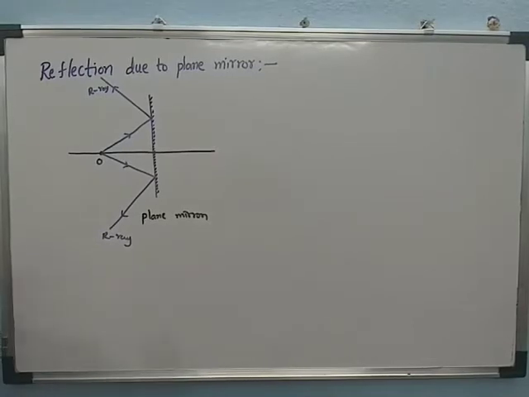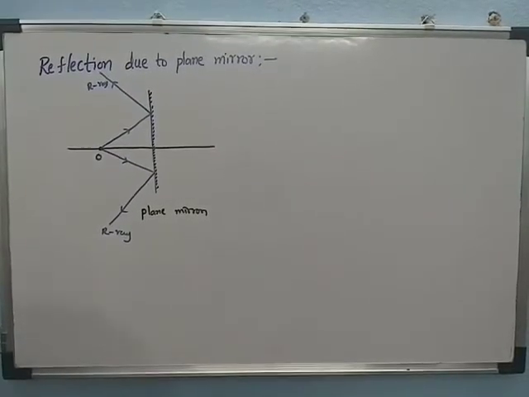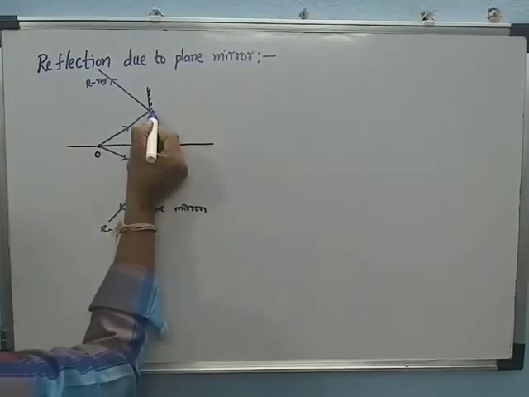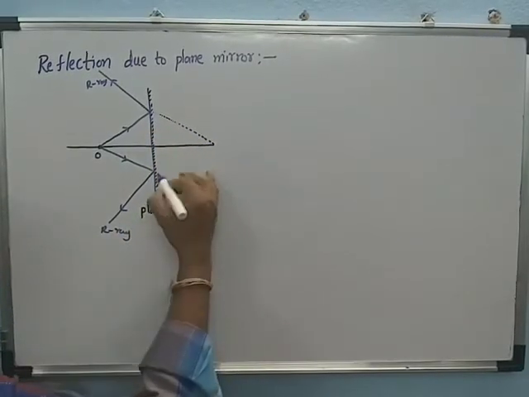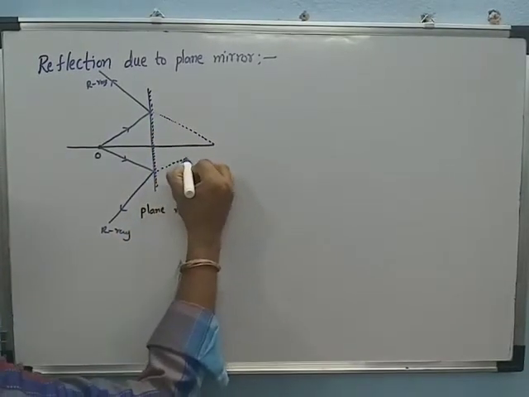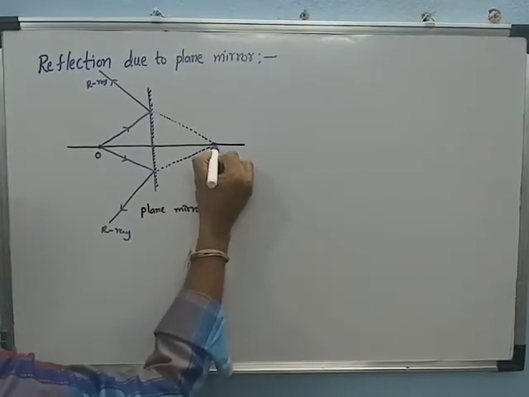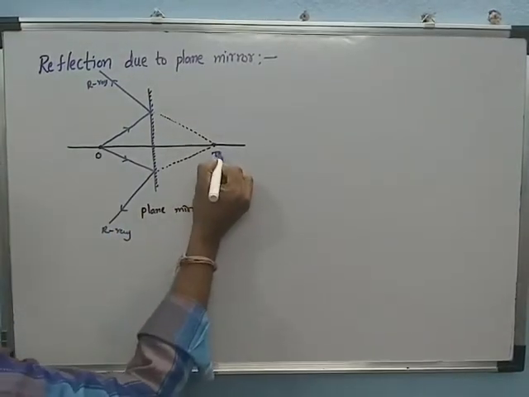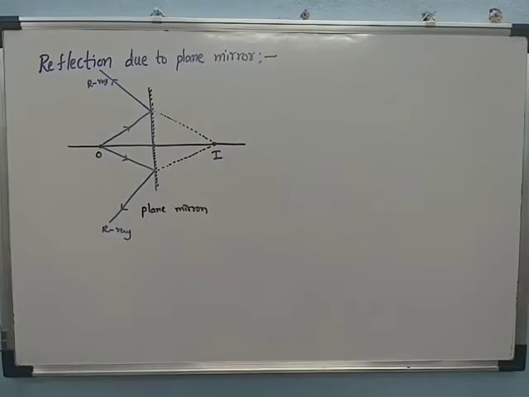When we observe in a mirror, a person or any object, that image is formed inside the mirror. Inside the mirror means we extend these dotted lines. These are imaginary lines. Here they meet. This point is the image. The image is denoted by I. The image is formed inside the plane mirror.